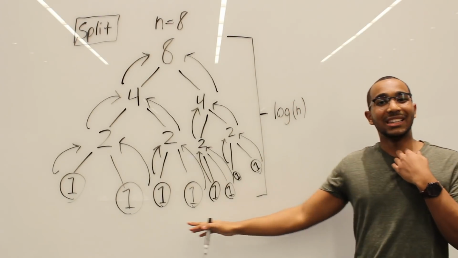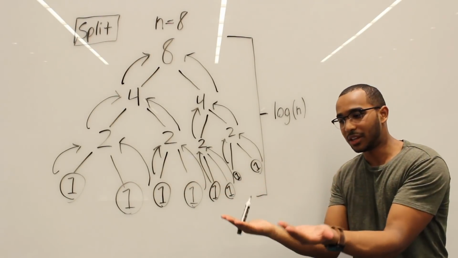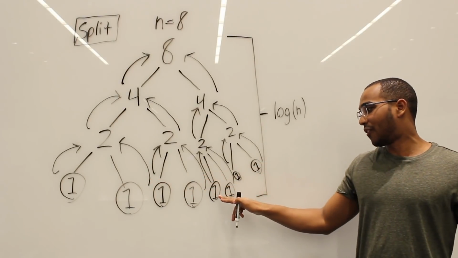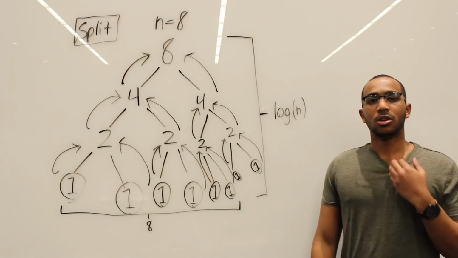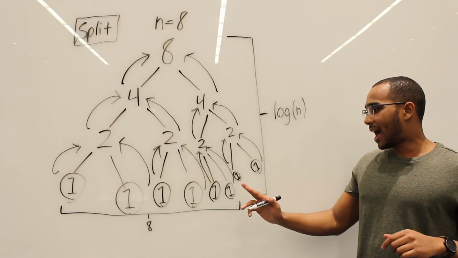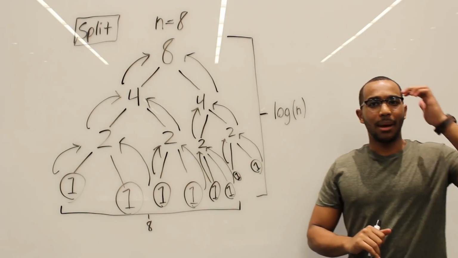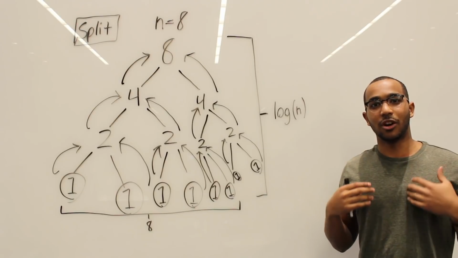So how many leaves do you see? How many base cases are there? What is the width of the bottom going to be? So we see 1, 2, 3, 4, 5, 6, 7, 8. So let me do that as a concrete number. So again, I see that there's going to be 8 things at the bottom. But remember, I don't want to have concrete numbers. I want things as a function of n.